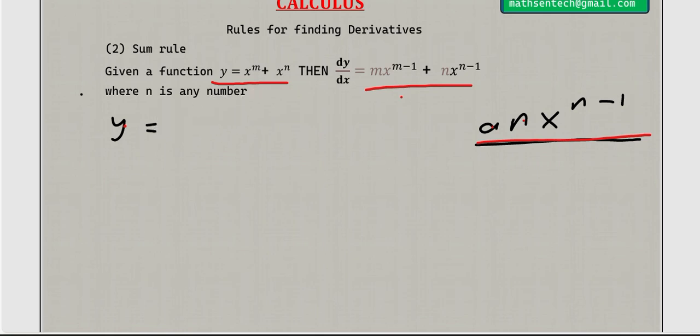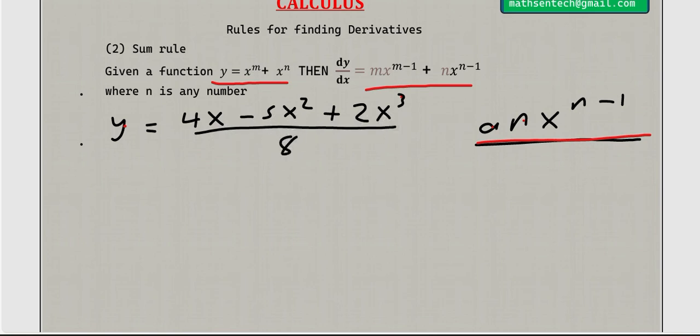So what if you have now y is equal to 4x minus 5x squared plus 2x cubed, and you're told now divided by 8, and you're told now get the derivative of that function. Now this is actually not hard. So if you have such a function, the first thing is first simplify it.